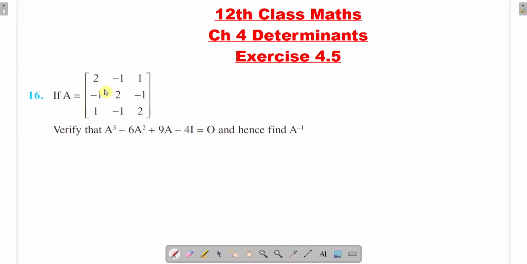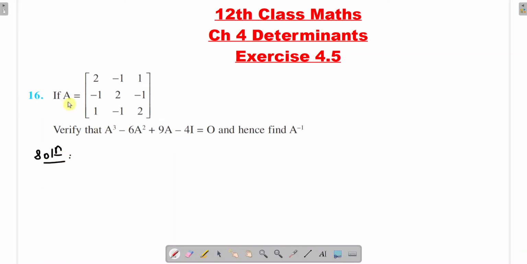If A is equal to matrix 2 minus 1 1, minus 1 2 minus 1, 1 minus 1 2, verify that A cube minus 6A square plus 9A minus 4 times I is equal to the 0 matrix, and hence find A inverse. Okay, this 16th problem is similar to the 15th problem. If you have seen my previous video, then you can recollect that we have done such type of a problem. But still, if you have not seen the previous video, let us do this problem now.